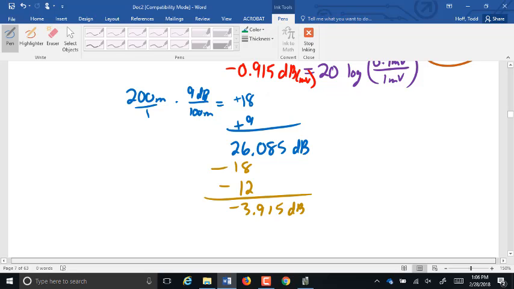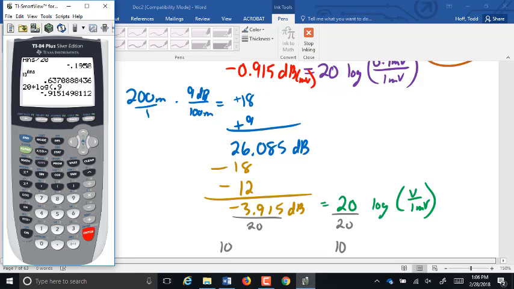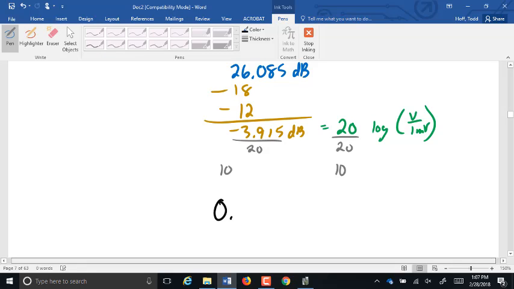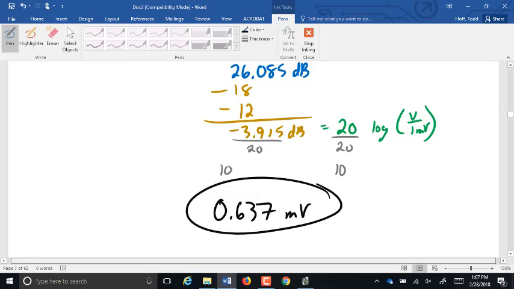Now we have to convert that back into a signal level. So 20 log voltage over 1 millivolt, divide by 20, and then do 10 to the power of, I'm going to do this in the calculator here, negative 3.915, divide that by 20, then 10 to the power of, gets 0.637 millivolts. So you need to have 0.637 millivolts coming into the system.